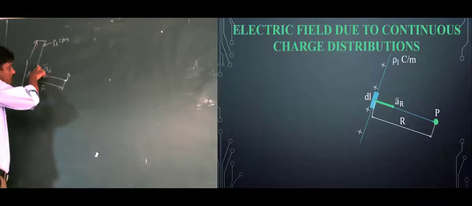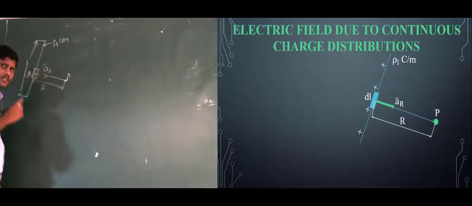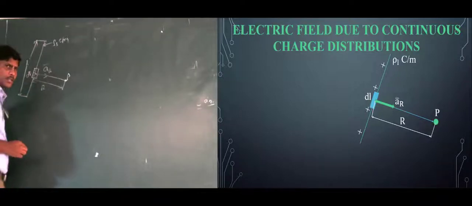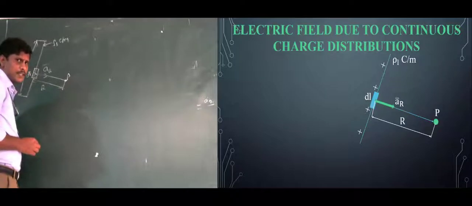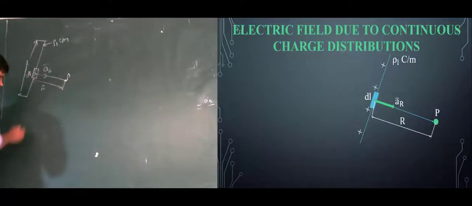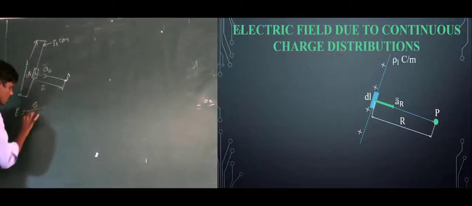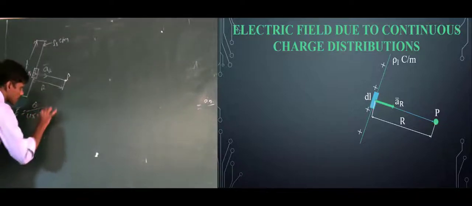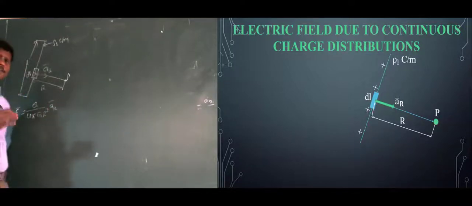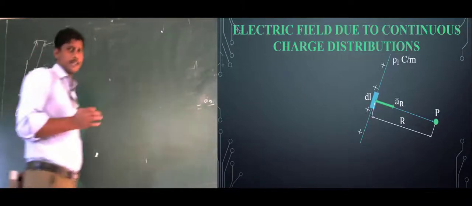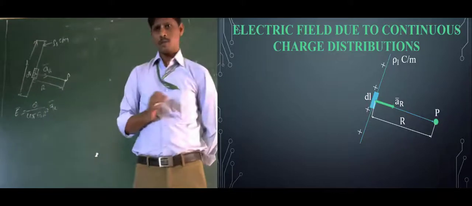From the positive line charge, what is the direction of the electric field intensity? It is always in the outward direction. We know that the electric field intensity at point P due to a point charge is given by E bar equals Q by 4 pi epsilon naught R square into AR. This is the equation of electric field intensity due to a point charge, which was already derived and explained in previous classes.